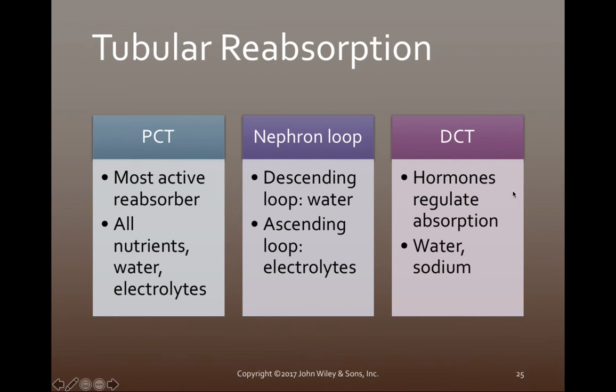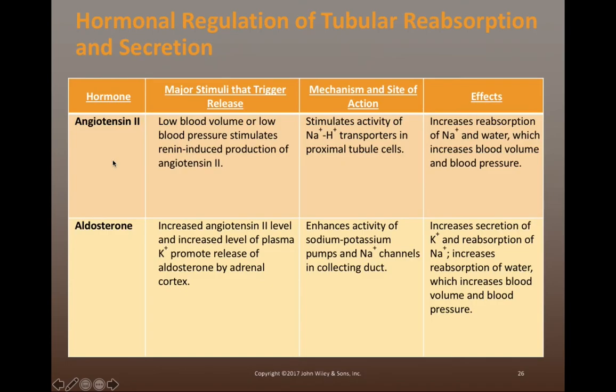The distal convoluted tubule is going to contribute to water and sodium reabsorption. The cells of the distal convoluted tubule will have receptors for antidiuretic hormone and aldosterone, and those two chemicals are going to help regulate tubular reabsorption in the distal convoluted tubule. Let's take a look at these hormones and see what their role is.